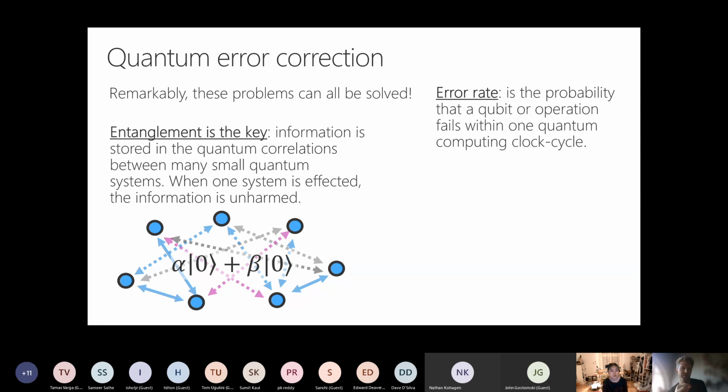Another key thing that we'll see later is that whenever we check the system, we learn about the errors. So we will end up collapsing the state of the system in some way, but not completely. We won't collapse the part which encodes the information. We'll just collapse the part which encodes the error.